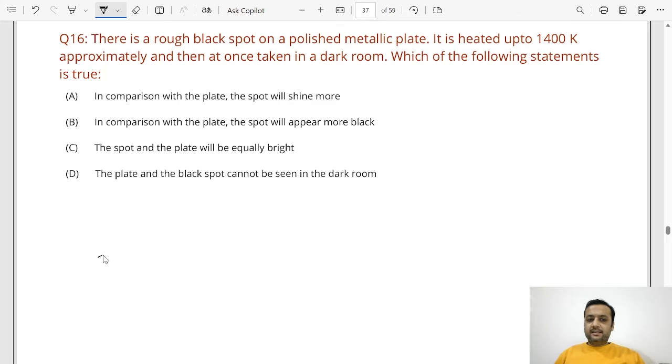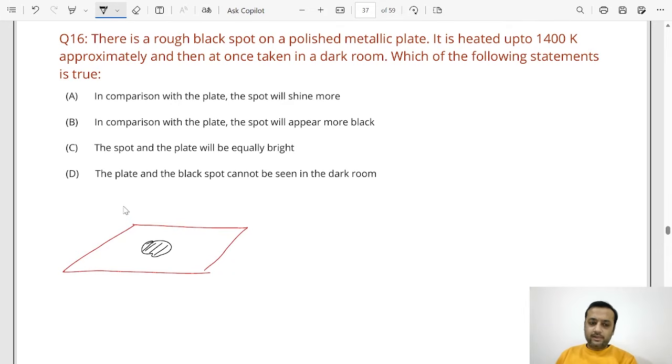See, what happens here is that there is a polished metallic surface on which there is a black spot. Now, the idea here is that when you are heating it, a black body is a very good absorber, and also a great emitter, the best absorber and best emitter. So it will absorb much more in comparison to the polished surface, whose reflectivity will be very high. The polished part will reflect most of the heat, but the black spot will absorb all the energy falling on it.